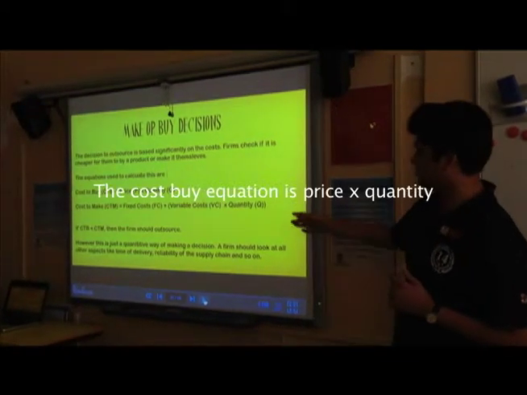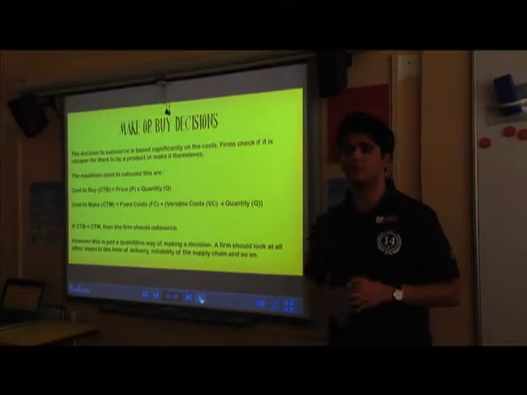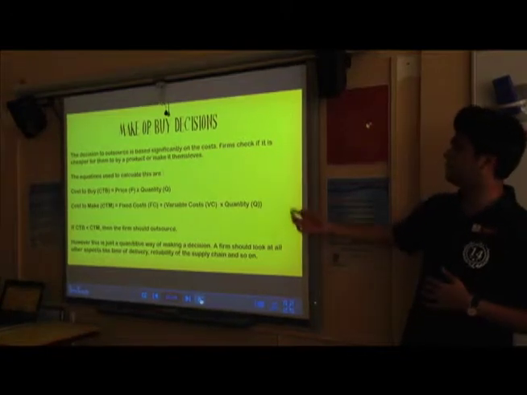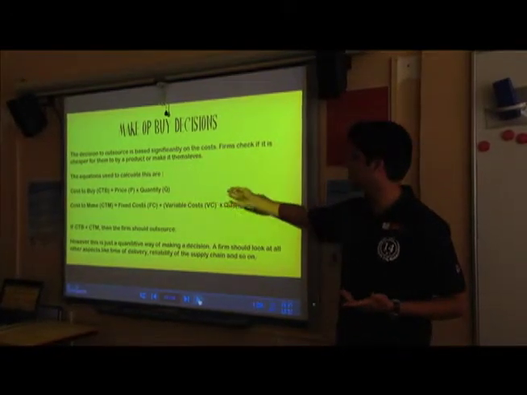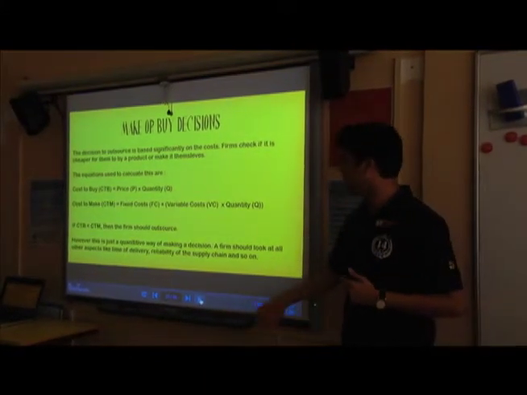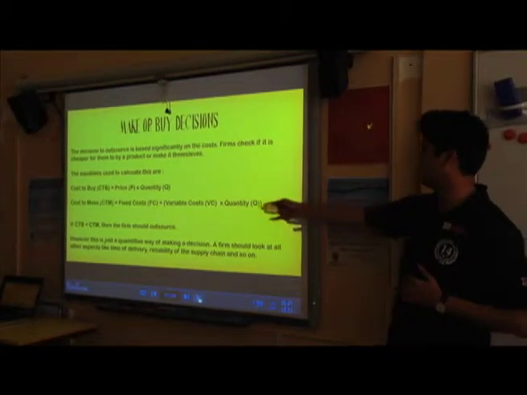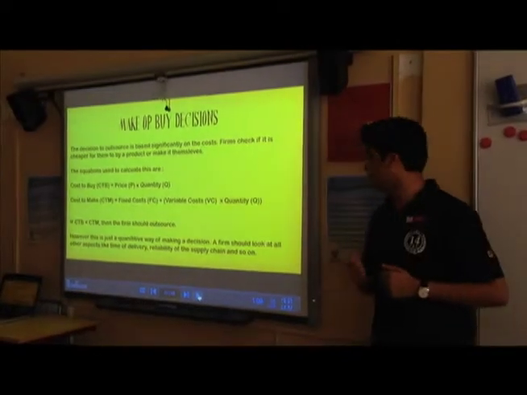So the cost to buy equation is price times quantity. If you're trying to outsource the production of 10 buses, the price of each bus would be maybe 100, and the quantity is 10. So in that case, the cost to buy would be 1,000. That's what it would cost for you to buy those buses. And the cost to make the buses yourself, you've seen this formula before: fixed cost plus variable cost times quantity.